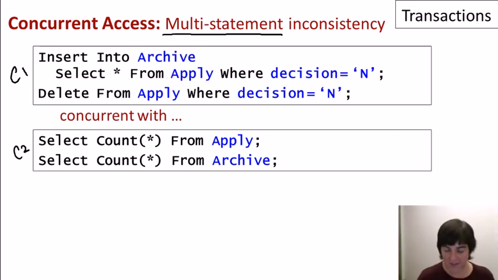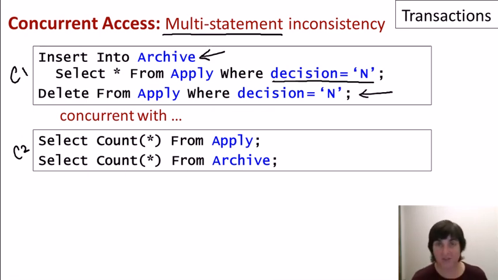So what the first client is doing is moving records from the apply table to an archive table. Specifically, it looks in the apply table for records where the decision is no, and it inserts those into an archive, and then in a second statement, and this is really the only way to do it, it deletes those tuples from the apply relation. The second client just happens to want to count the number of tuples in the apply table and in the archive table.